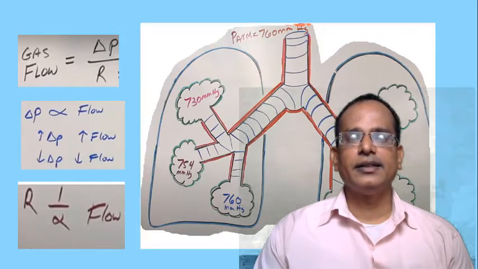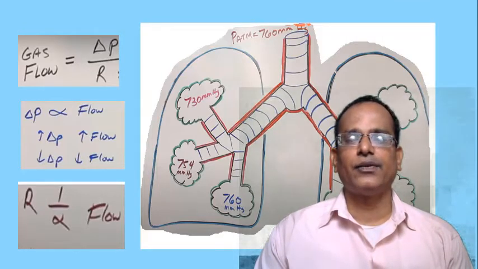That is, differential pressure ΔP is directly proportional to flow. When the differential pressure is increased, the flow of air also increases. When differential pressure is decreased, the flow of air also decreases. So with the help of this, we can easily tell that the resistance is inversely proportional to the airflow.